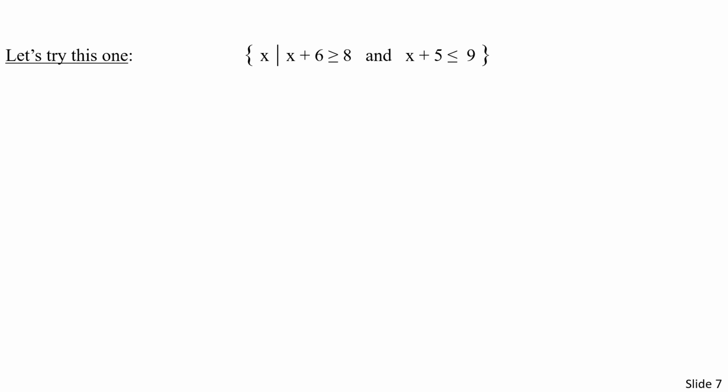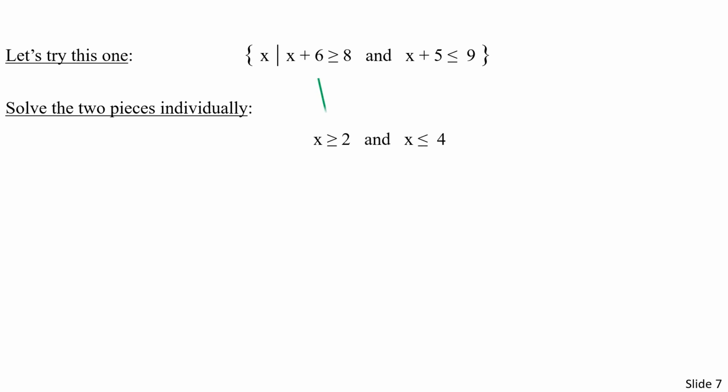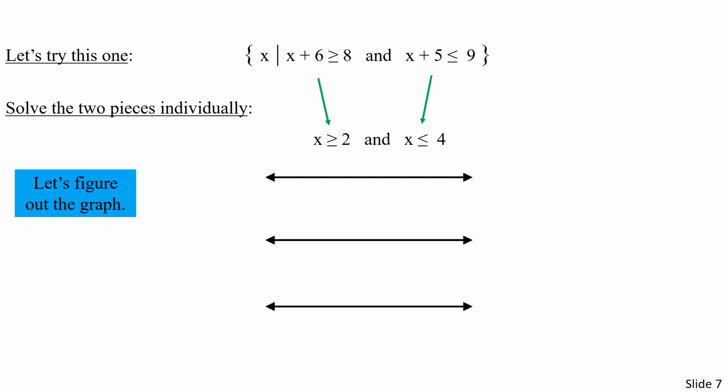So let's look at that first one. Here it is in set builder notation. It says the set of all x's such that x plus 6 is greater than 8 and x plus 5 is greater than or equal to 9. So let's look at the two pieces individually and solve them just like we did before. If I subtract 6 on the left, I get x is greater than 2. If I subtract 5 on the right, I get x is less than or equal to 4. So when it comes to ands or ors, what I like to do is I'm going to graph three things.